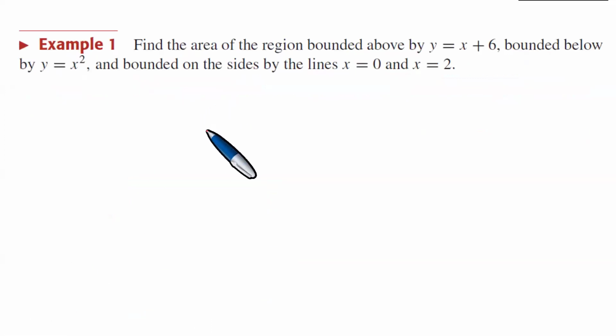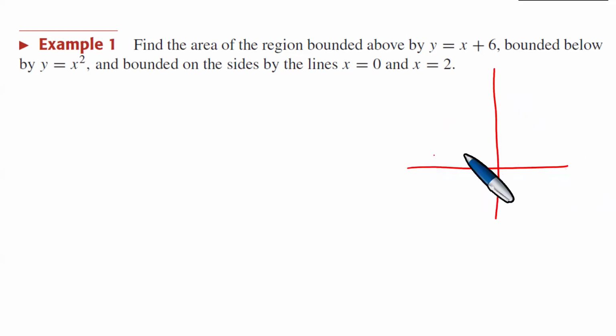Okay, let's look at an example quickly before we look at the other problems. Find the area of the region bounded above by y equals x plus 6, below by y equals x squared, and bounded on the sides by the lines x equals 0 and x equals 2. And what we have here is very, very easy, as follows.